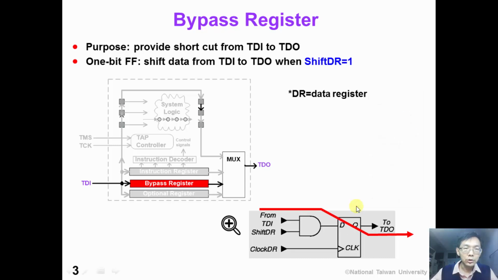So first, let's introduce the bypass register, BR. The purpose of the bypass register is to provide a shortcut from TDI to TDO. The structure of a bypass register is very simple. It is just a 1-bit flip-flop. When the control signal shift DR is equal to 1, we can shift our test data from TDI to TDO. In this way, we provide a shortcut through this chip. So this chip is not tested by JTAG.